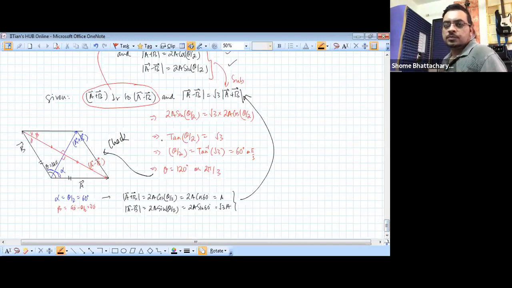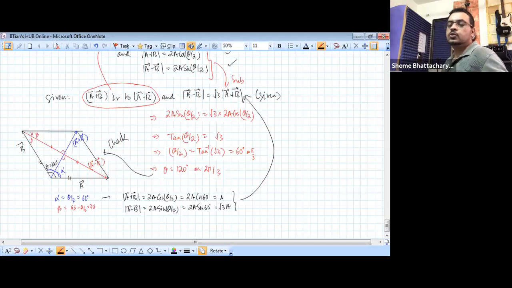Okay, Prince, you understood this now. Mod A minus B is equal to root 3 times mod A plus B. That is given in the question. But we have also understood from the rhombus theorem that when these diagonals are perpendicular, mod of A plus B is 2A cos theta by 2, and mod of A minus B is 2A sin theta by 2. Whenever we have the rhombus case, you have these direct formulae. So you just substitute them in the given condition, and that gives you the condition on theta.